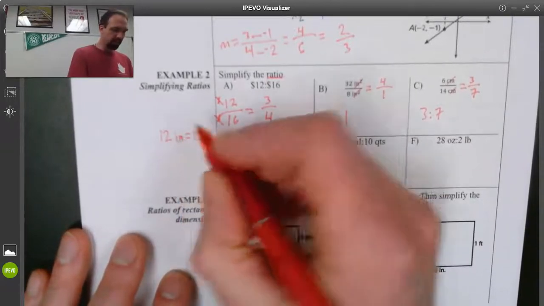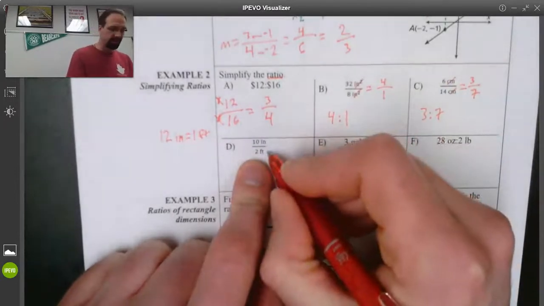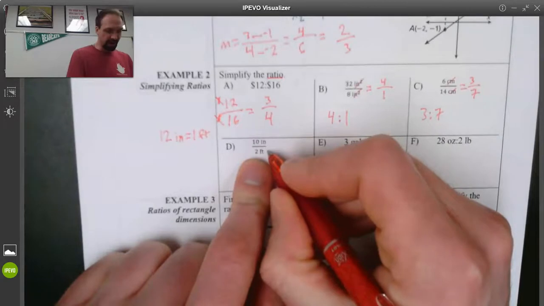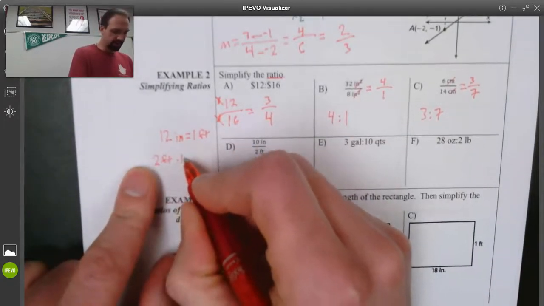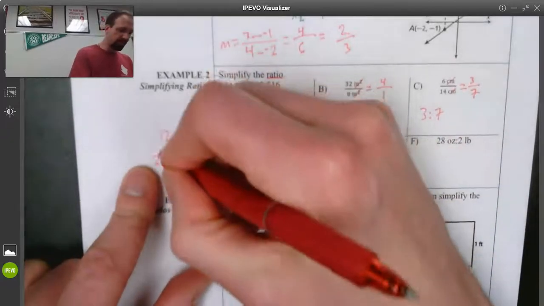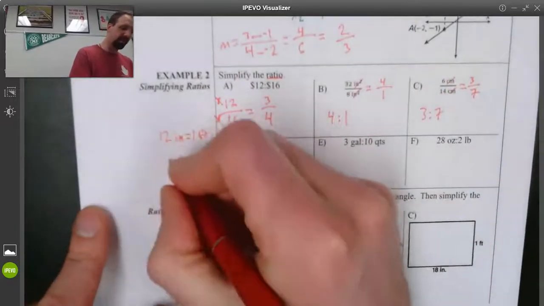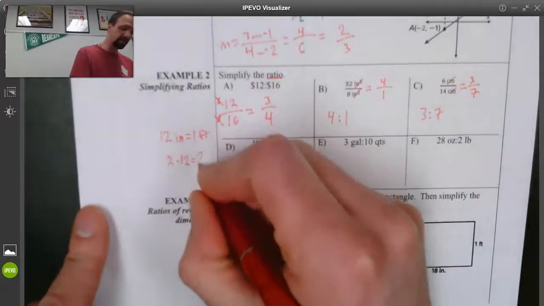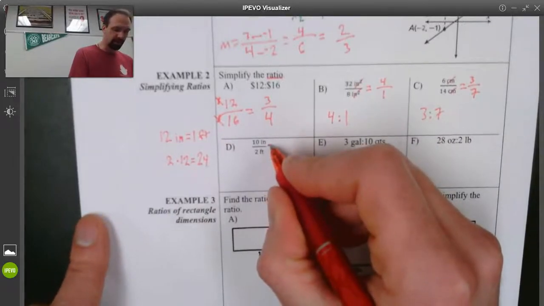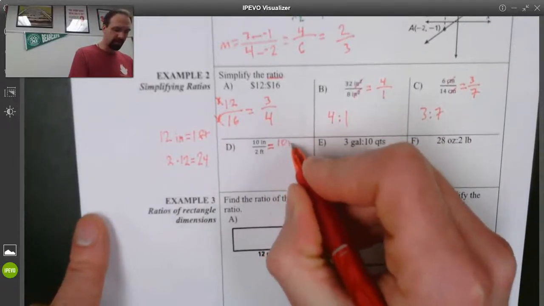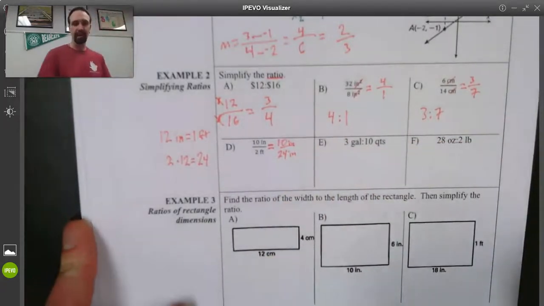And so what I'm going to do is multiply this by 2. So I'm going to take 2 feet times 12. So 2 times 12, that'll convert it into inches. So this is going to be 24 inches. So 2 feet is the same as 24 inches. So now I can do 10 inches over 24 inches. And now I can reduce because I can eliminate the units.